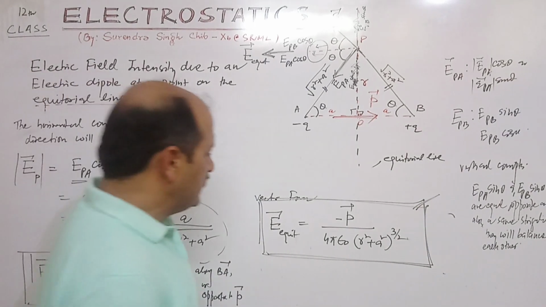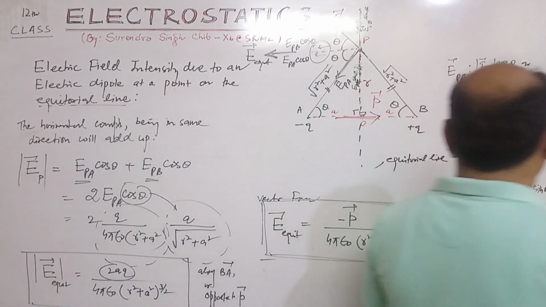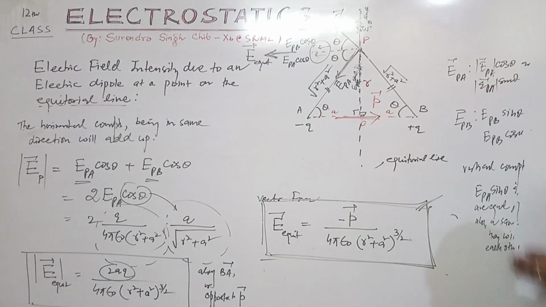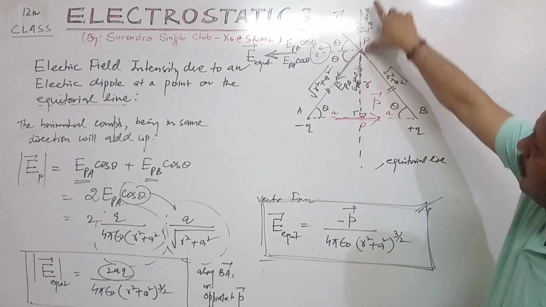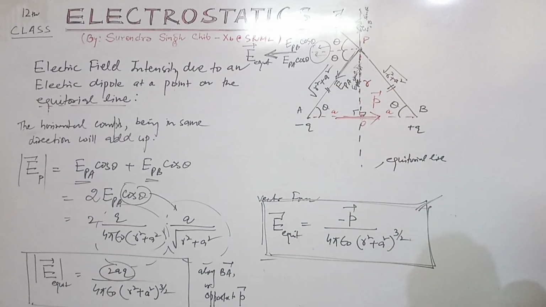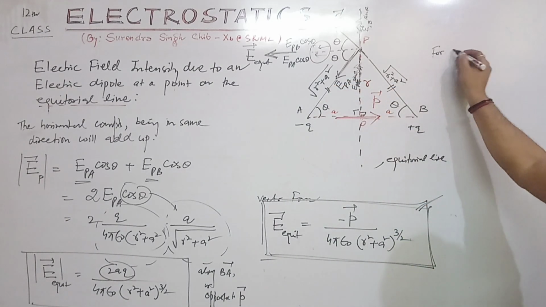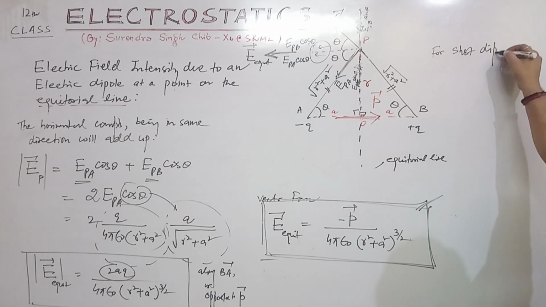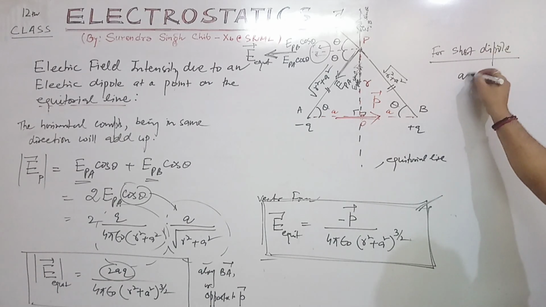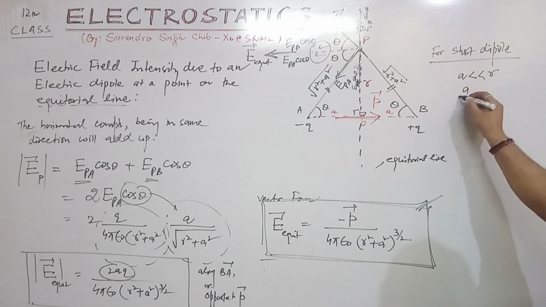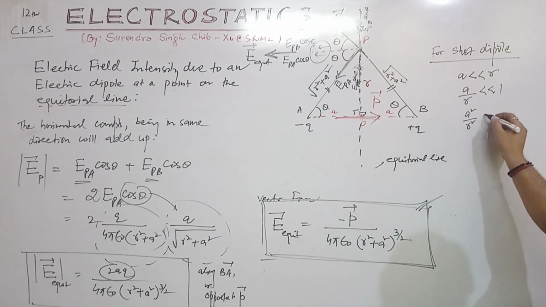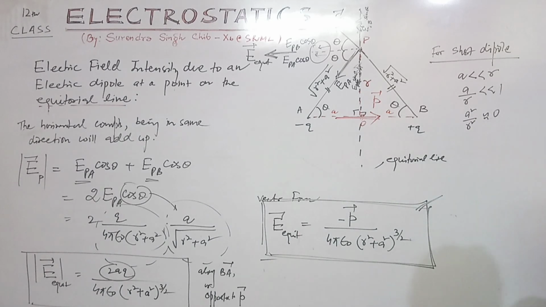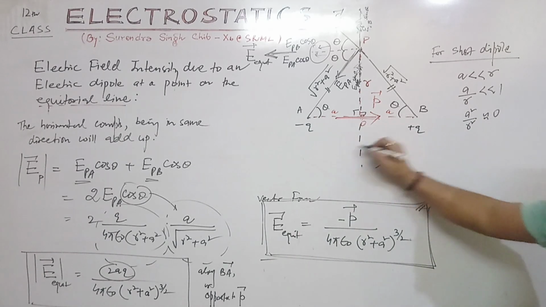Now let's do it for a short dipole. In the previous lecture, I told you that for a short dipole, the distance r is very big as compared to a. So a is very very less than r, or a upon r is very very less than 1. It is a fraction, so a square by r square can be taken approximately as 0. So what is the answer?